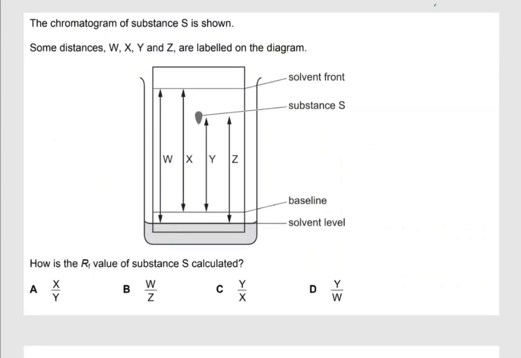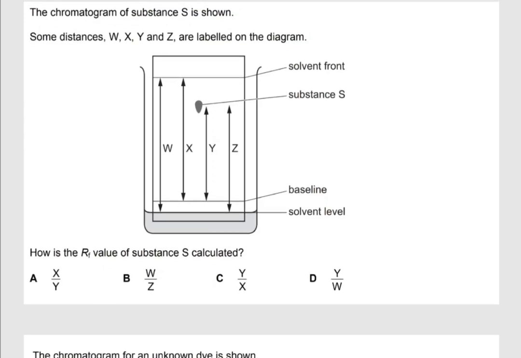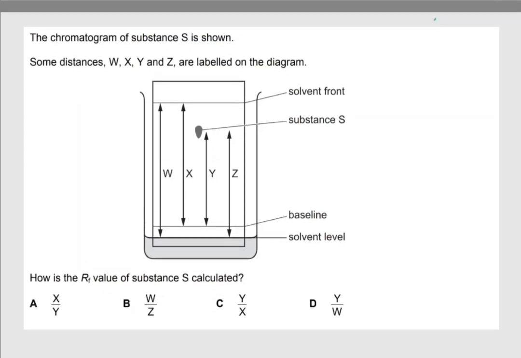The chromatogram of substance S is shown. Some distances are labeled on the diagram. How is the RF value of the substance S calculated? Again, the same question. It's the distance traveled by the solute. So let's look at the distance traveled by the solute for this particular substance S. That should be Y. So Y should be on the numerator, and the distance traveled by the solvent is the distance between baseline and solvent front, which is X. So we have only one option here. The answer should be C.